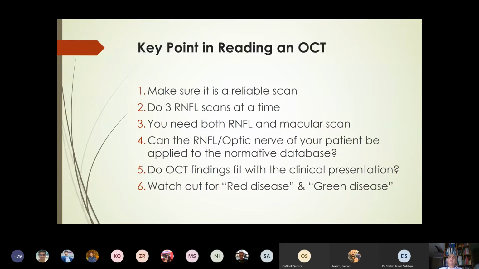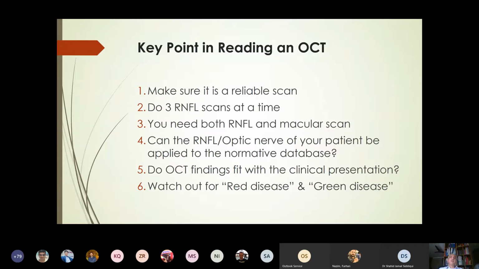Can the retinal nerve fiber layer of your patient be applied to the normative database? Suppose somebody has got an inferior coloboma, so it is not going to be applicable because there's going to be a defect in that area. Sometimes the machines don't have a normative database of very young children. That is why at that age it might not be applicable. Then the next is, do OCT findings fit with the clinical presentation? What disease are you trying to see, is it fitting with that or not?